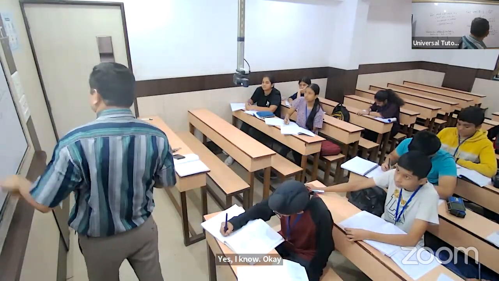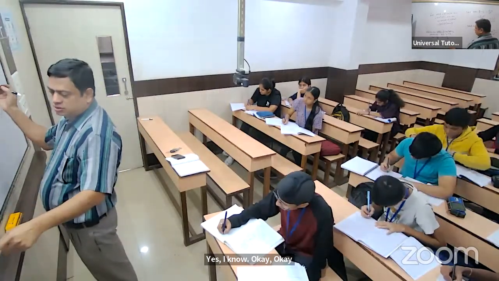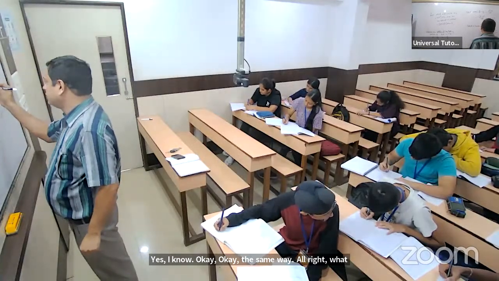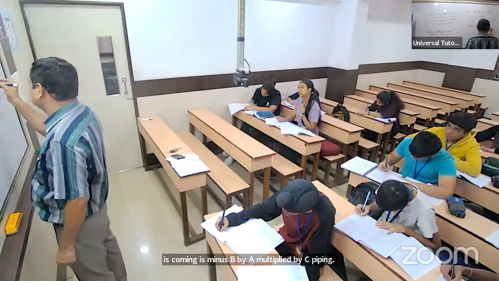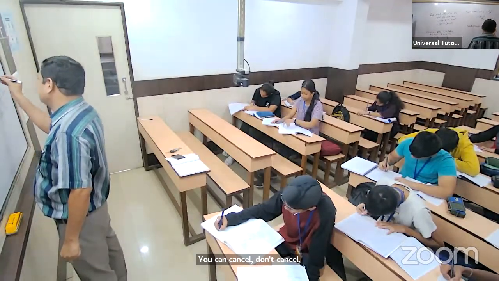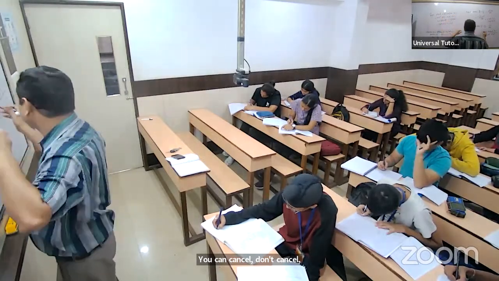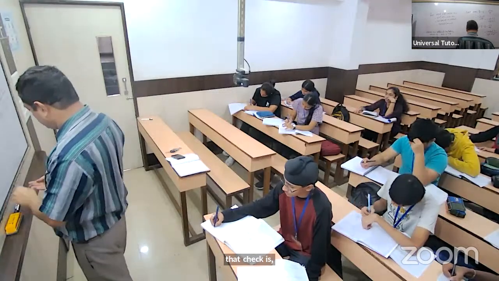Okay? Then, same way, product of zeros. What is coming: minus b by a multiplied by c by b. You can cancel, don't cancel. First multiply and see what you get. Minus bc upon ab. After that check. Yes, minus bc upon ab. Direct answer: constant term upon coefficient of x².